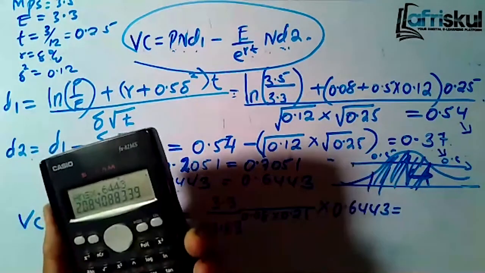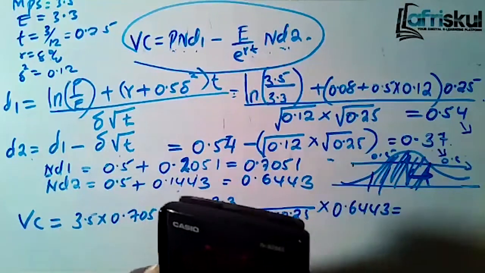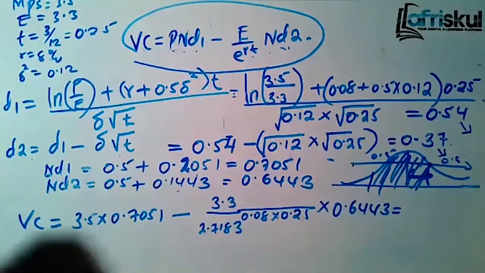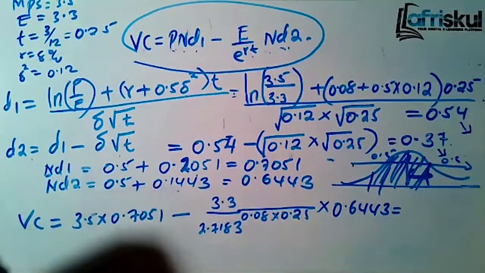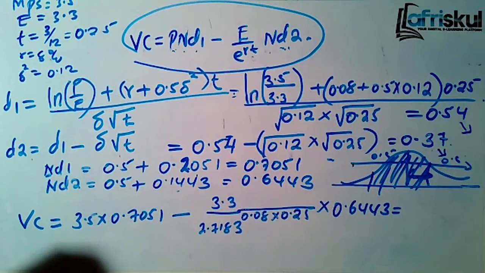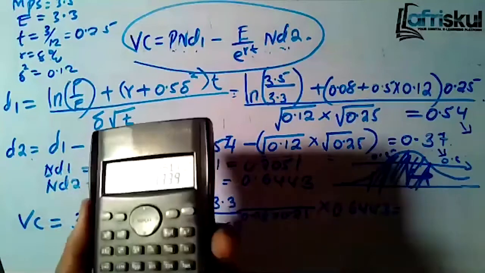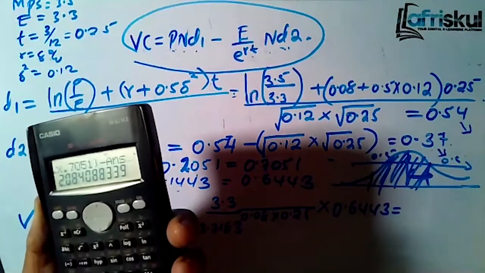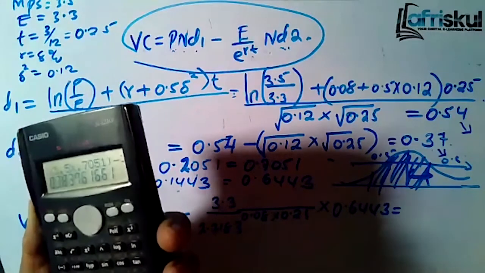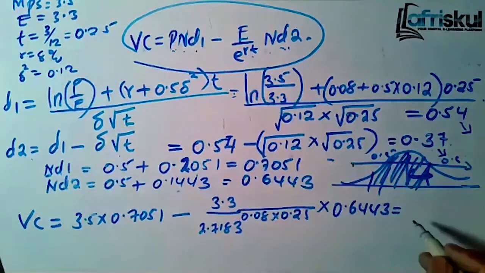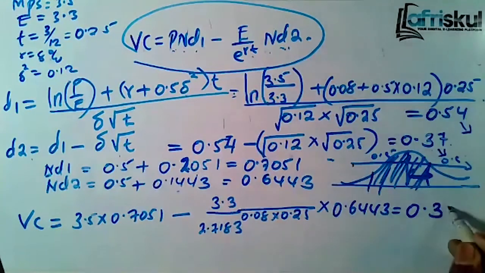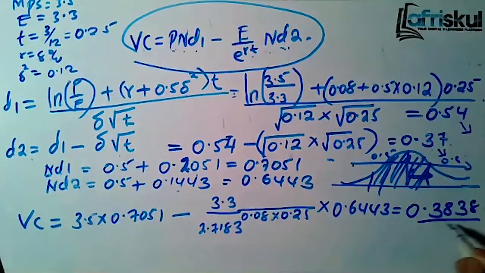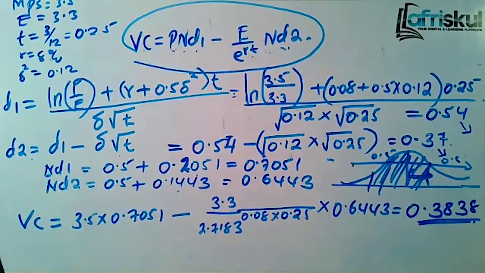Then you want to get this. You can just open the bracket directly. You take 3.5, you multiply by 0.7051. I close the bracket, and then I minus the answer. And you get 0.3838. So that's how we get the value of the call.